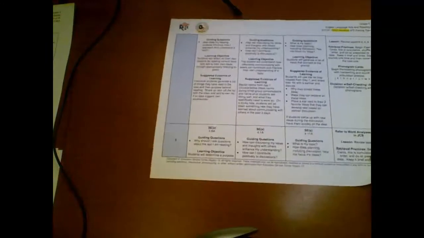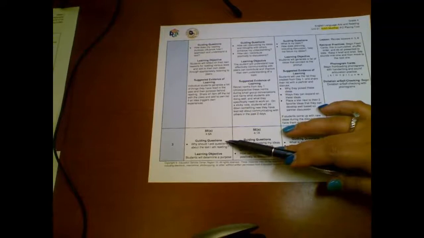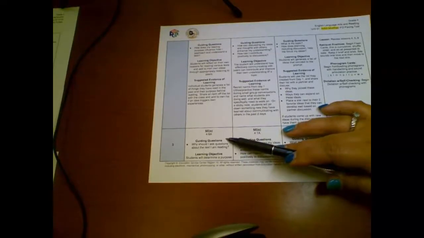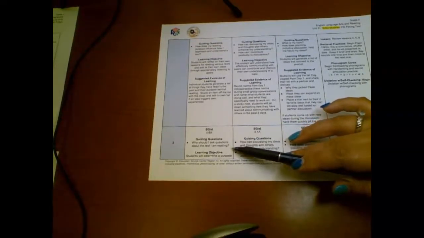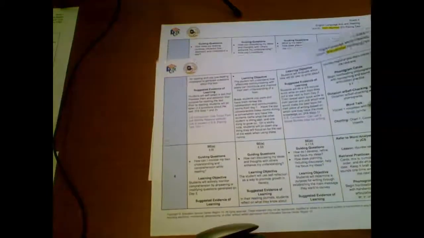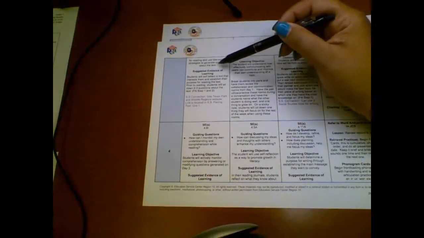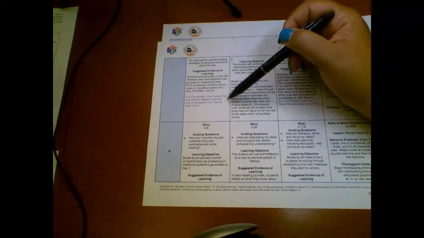So I'll continue reading, and I'm going to go on to, I see another one on day 3. There's another one in, so here's where they begin to look at asking questions. Why should I ask questions about the text I am reading? And the objective is students will determine a purpose for reading and use pre-reading strategies to generate questions about the text. So here's another connection that they put in there.